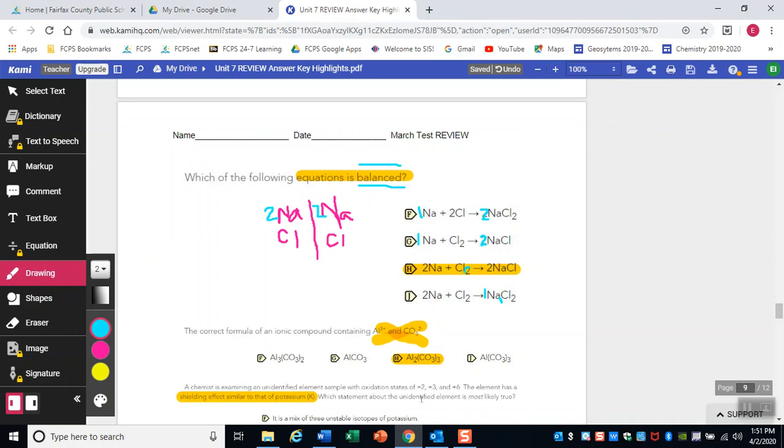Here, remember I have my subscript, so that means I have 2 chlorines, and over here, this 2 gets distributed over here, so that means I have not just 2 sodiums, but I have 2 chlorines. So 2 and 2. All right, and that would be balanced. So that's why H is the answer. So that's easy enough.